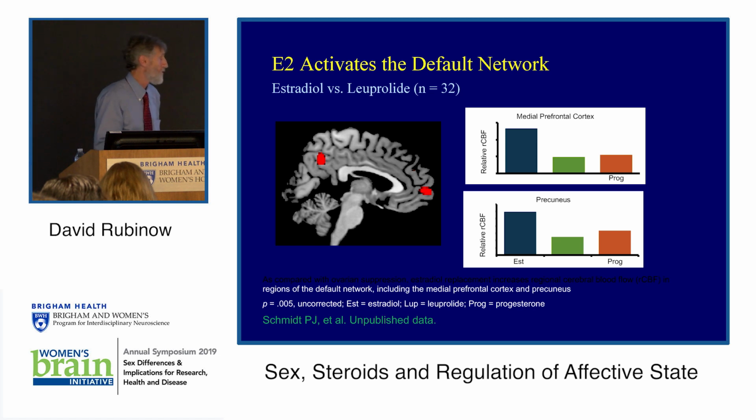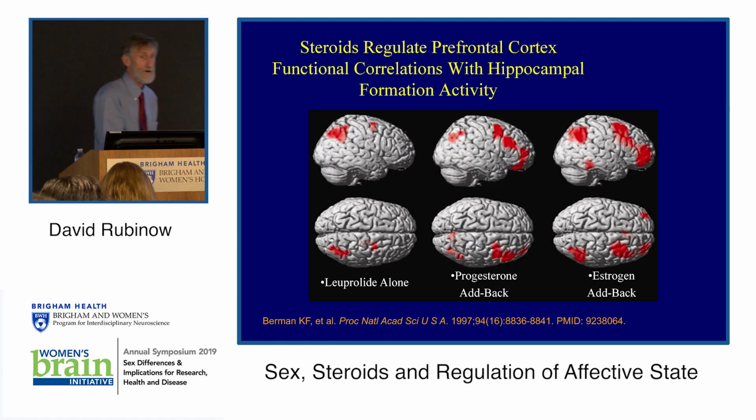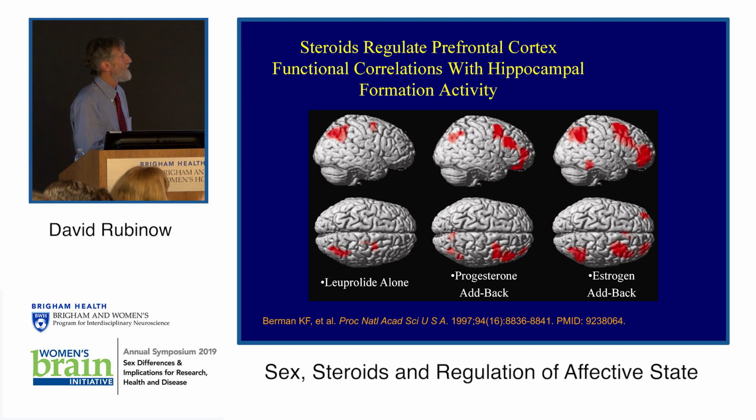leuprolide-induced hypogonadism or progesterone. This actually is data going way back to when Danny Weinberger was a very young human being at NIH, working again with his fellow at the time, Karen Berman, and showing correlated activity between the prefrontal cortex and the hippocampus under conditions of estrogen replacement or progesterone replacement. You see this connection, but they become disconnected. The activity loses its correlation under conditions of hypogonadism.